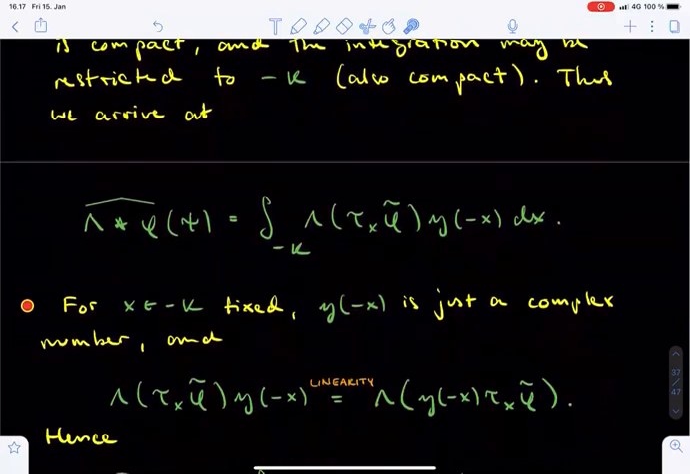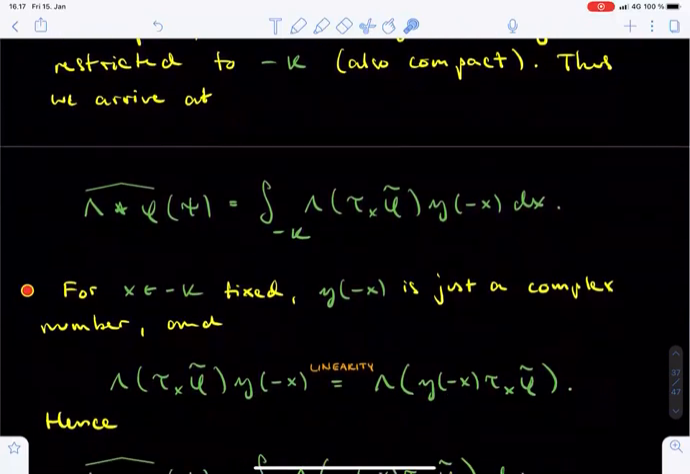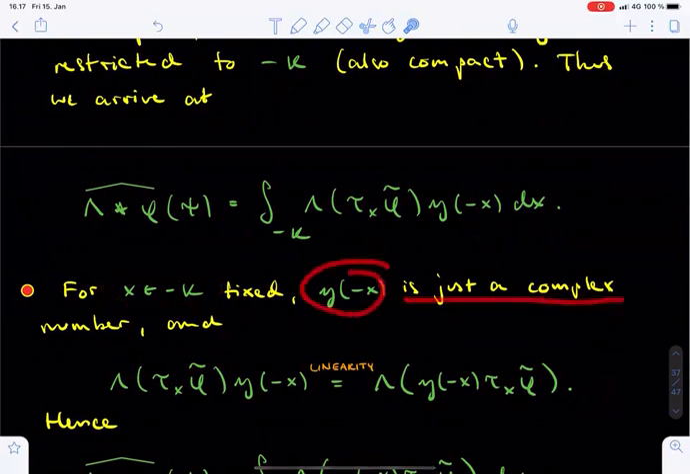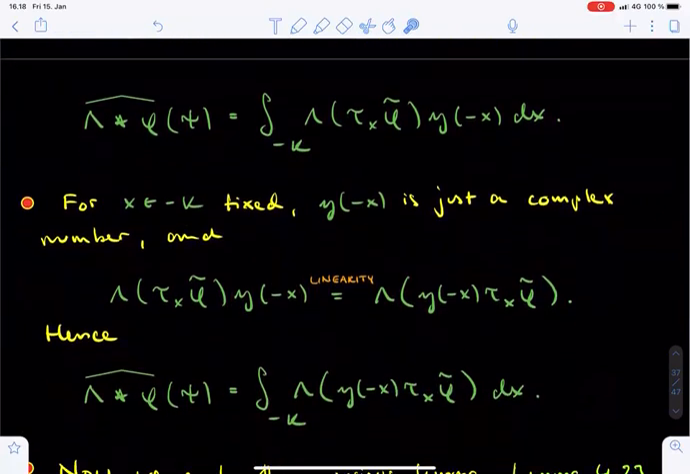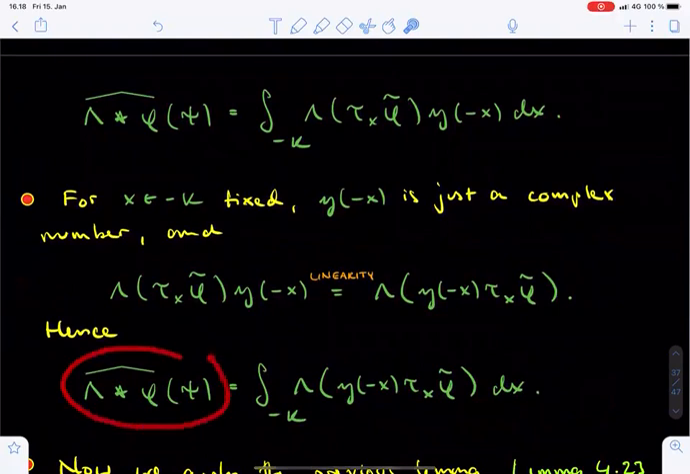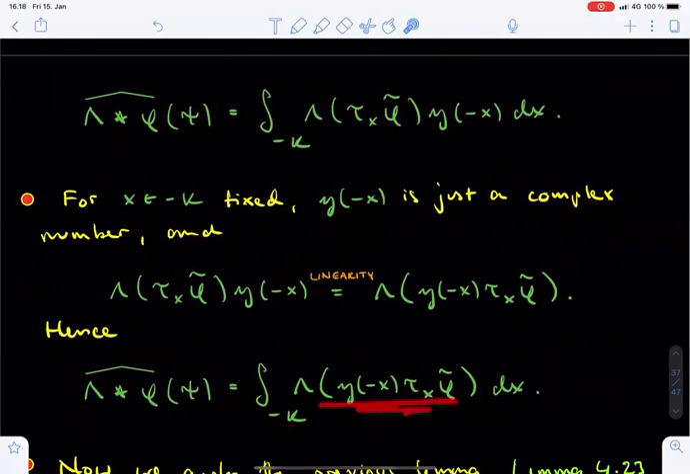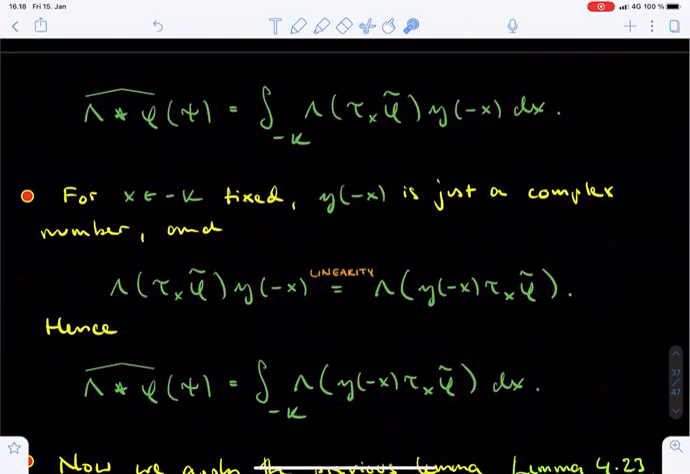We are almost at the point where we can apply the previous lemma, lemma 4.23, but we do one final modification. Namely, if x is a fixed vector in minus K, or even in R^d, then eta of minus x is just some complex number, and it can be pulled inside the distribution lambda by linearity. Once we do this, we see that the Fourier transform of lambda convolved with phi, evaluated at psi, equals the integral over minus K of lambda acting on the function eta of minus x times tau x of tilde phi dx.